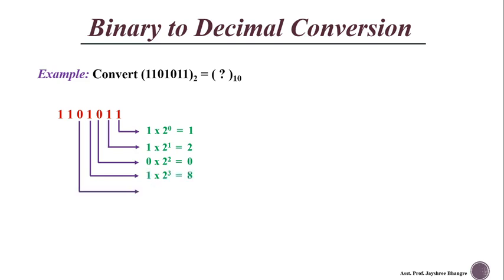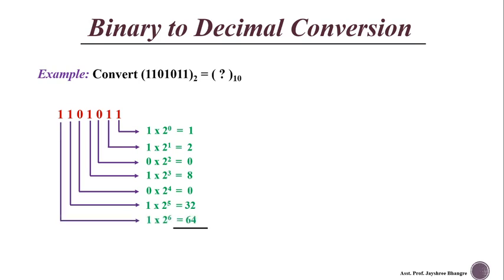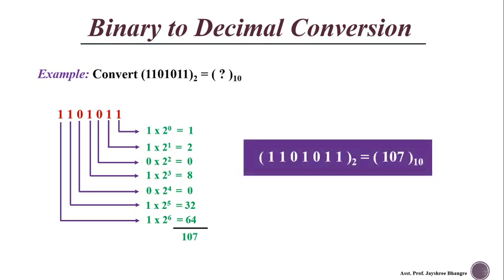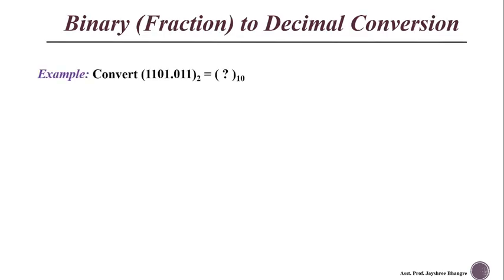For the next bit, that is 0, we find its positional weight, 0 into 2 raised to 4, that is 0. For the next bit, 1 into 2 raised to 5, we get 32. And for the MSB bit, the positional weight is 1 into 2 raised to 6, that is 64. After summing up these products, we get the equivalent decimal number, that is 107. So we can write the answer that the given binary number, 1101011, is equal to 107 in the decimal number system.